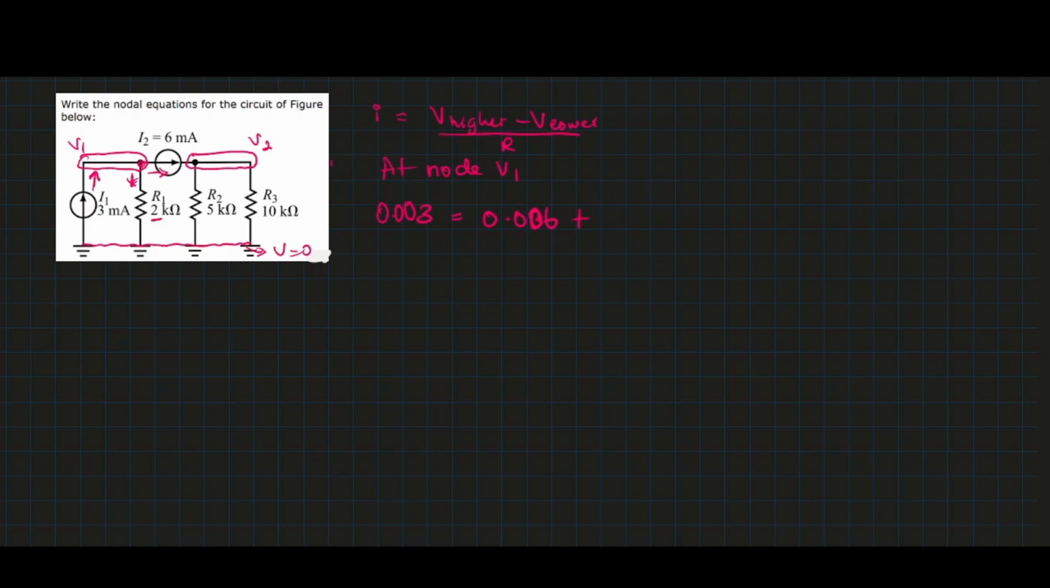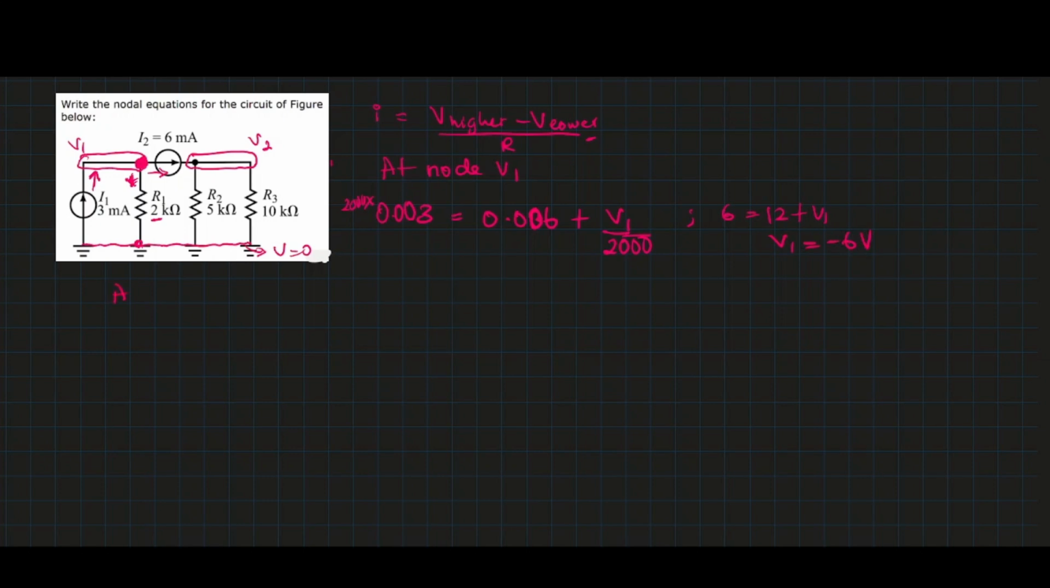for this particular one, the current has to be written with this formula. It's going to be V higher, that is V1, that's the higher voltage, then the voltage drops across the resistor, and at this point voltage is 0, so V1 over 2000 ohms. To simplify this, I'll simply multiply through with 2000. At this point, it becomes 6 equals 12 plus V1. V1 is simply equal to minus 6 volts. We have simply gotten V1.